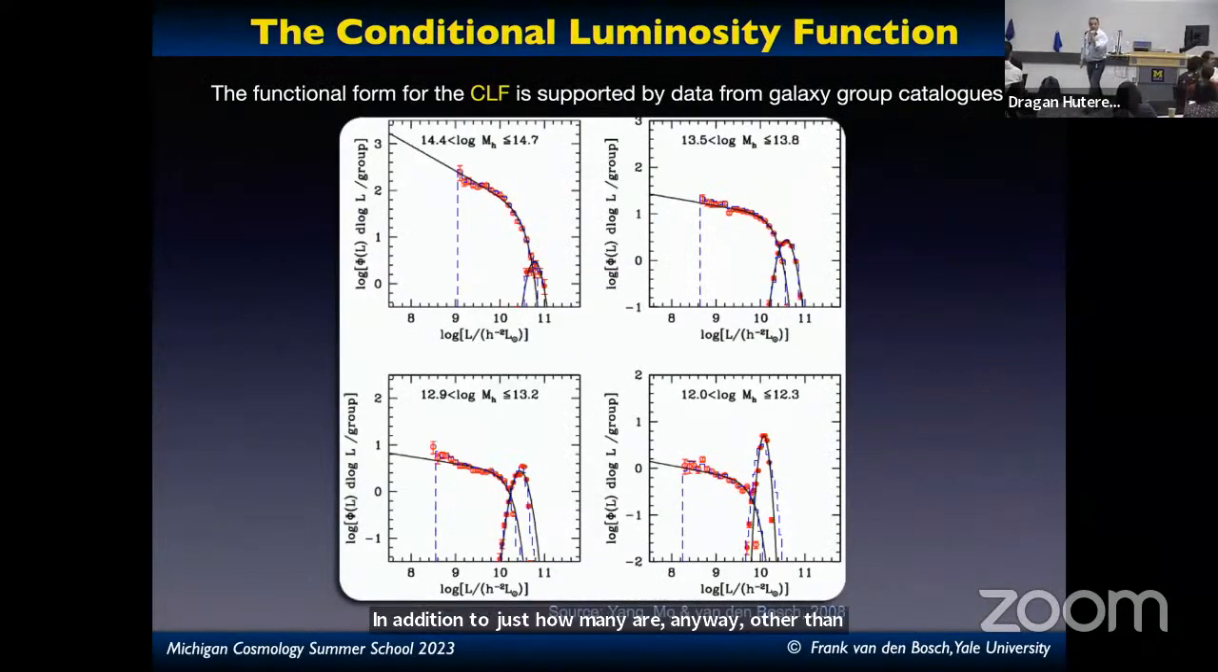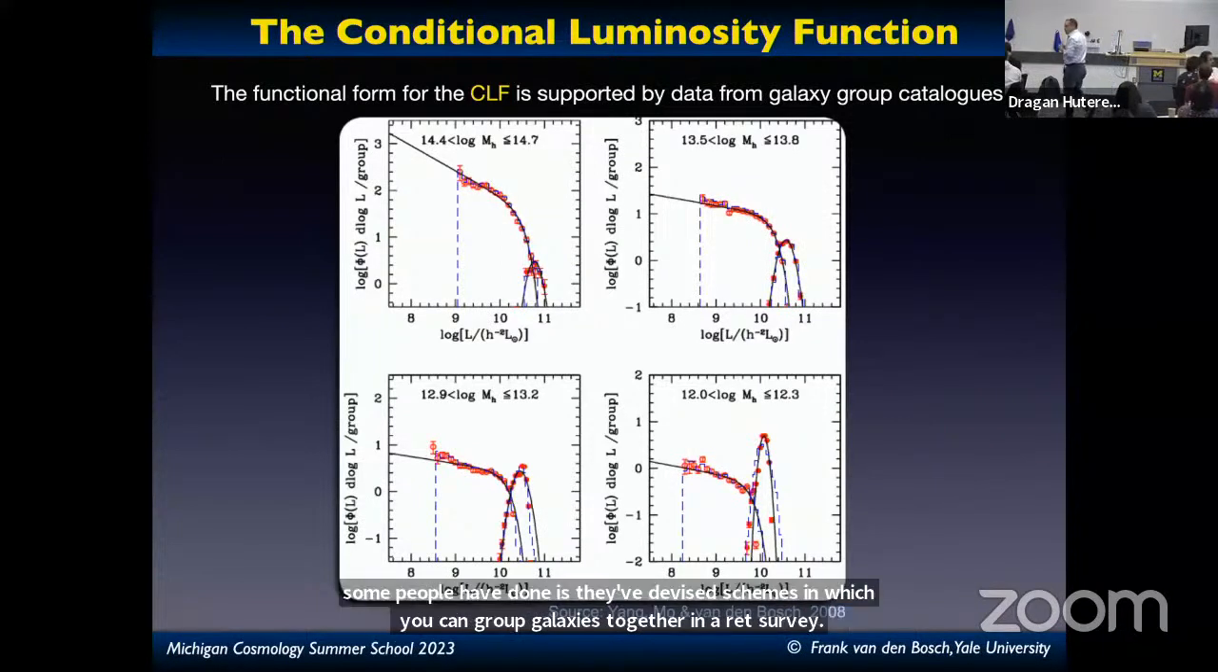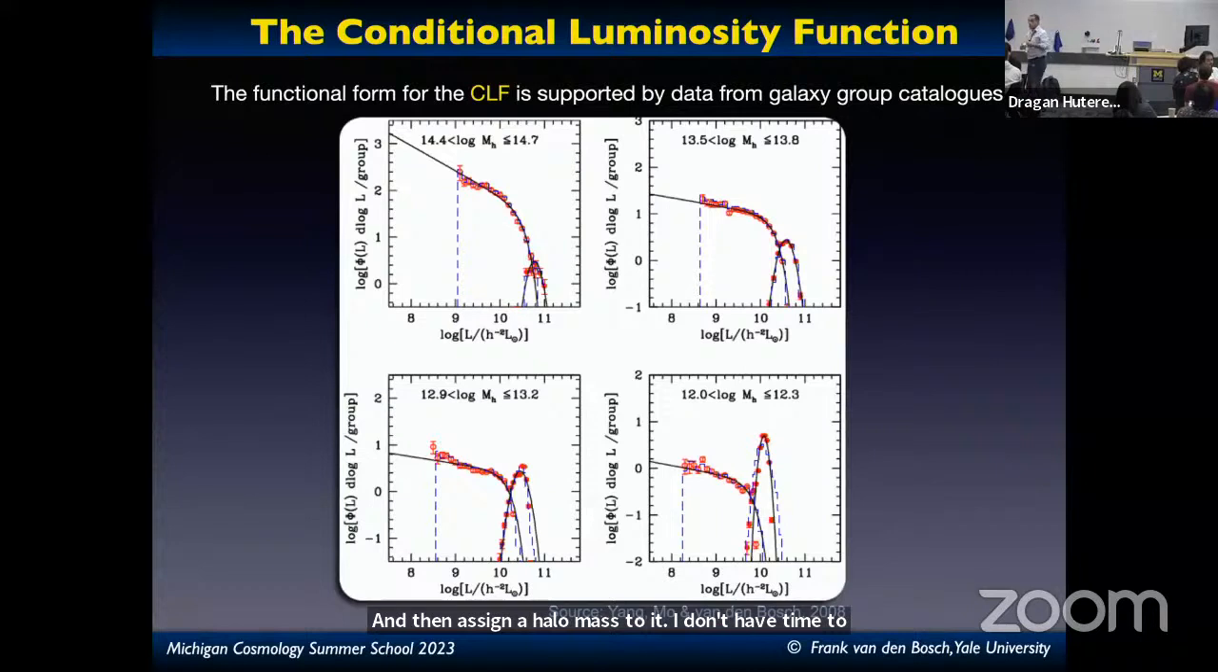This is coming from a galaxy group catalog. Some people have devised schemes in which you can group galaxies together in a redshift survey, and then you assign a halo mass to it. I don't have time to go into how you do that. The upshot is you can take all your groups of a given halo mass, say in this mass range here, and look at the luminosities of all the galaxies in all those groups of that mass. That is basically the conditional luminosity function.